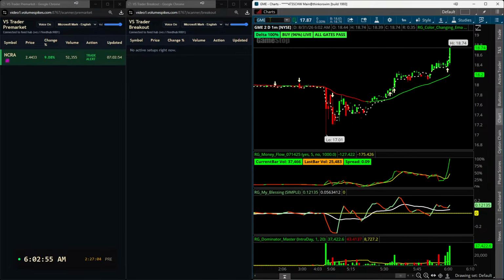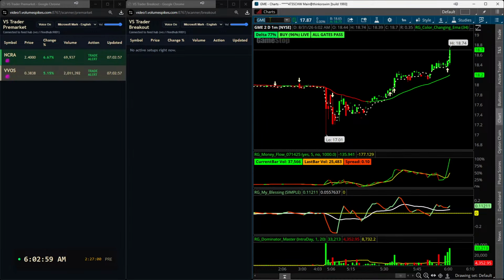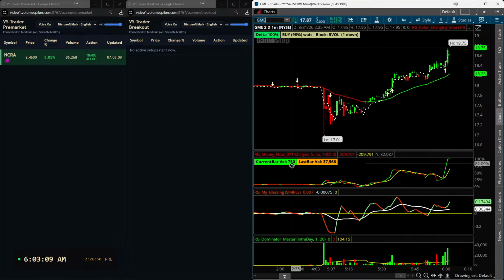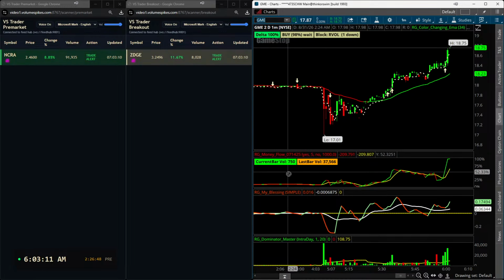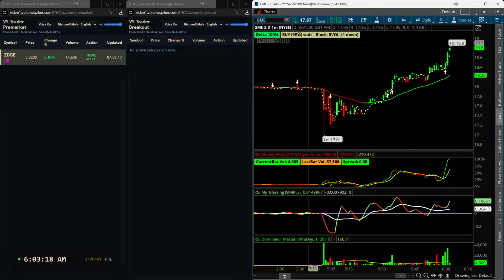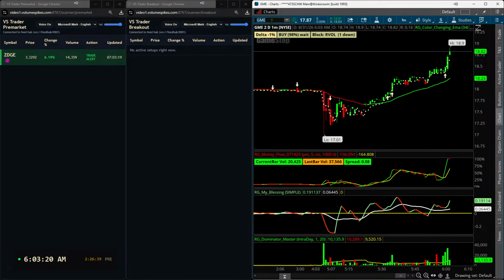GME also was moving earlier. It's still slowly moving, looking north. $18.70. The volume is not flowing, so it's just random buyers coming in. Breakout. Trade alert. ZDGE. In other words, nothing to scalp here. It's kind of like a buy and hold.